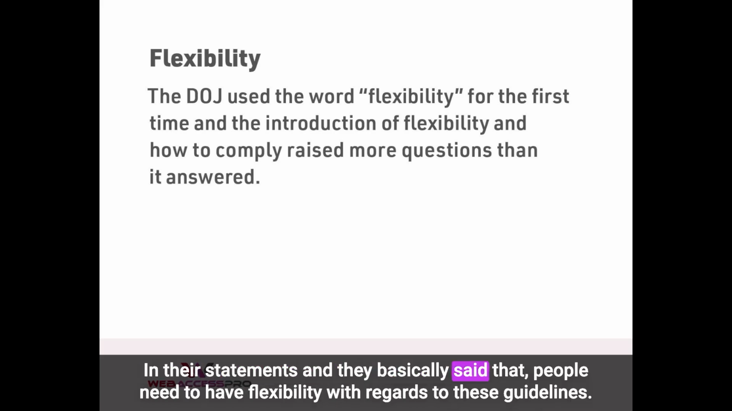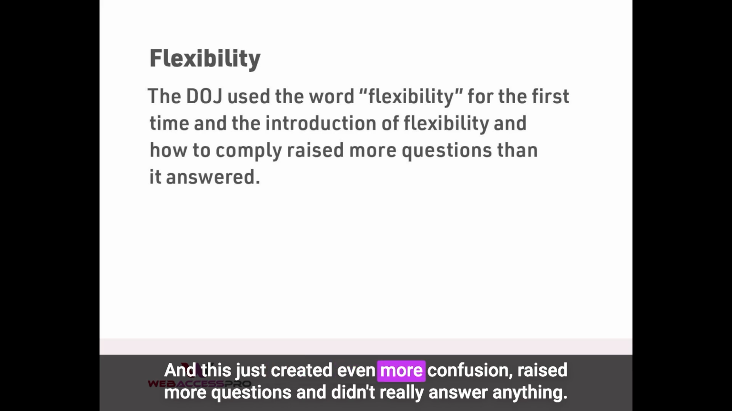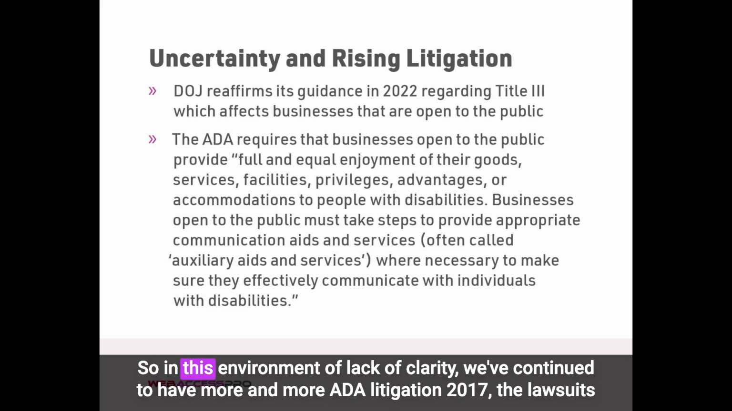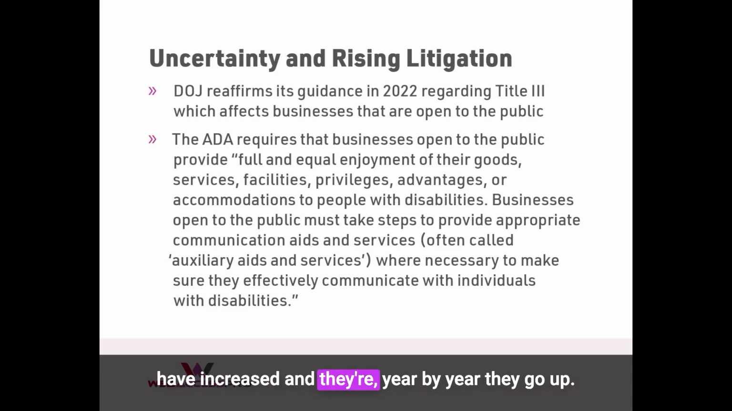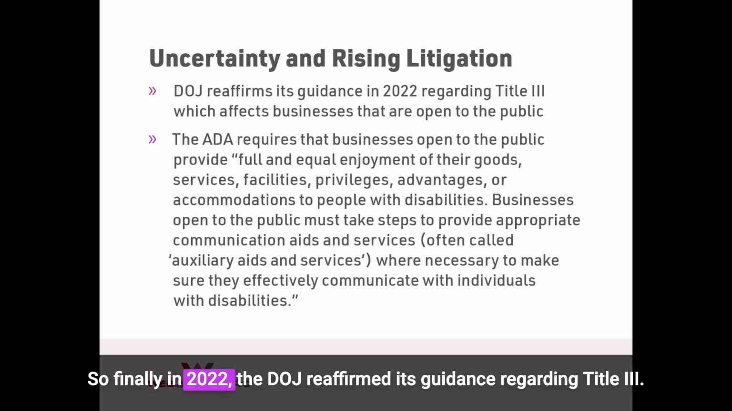And they basically said that people need to have flexibility with regards to these guidelines. And this just created even more confusion, raised more questions, and didn't really answer anything. So in this environment of lack of clarity, we've continued to have more and more ADA litigation. Every year since 2017, the lawsuits have increased, and year by year, they go up. So finally, in 2022, the DOJ reaffirmed its guidance regarding Title III.